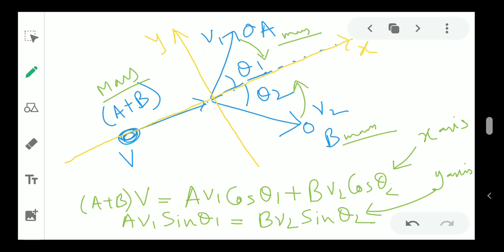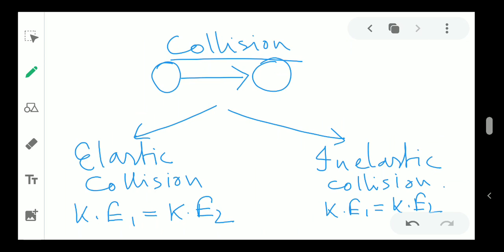But in the case of energy, we are not going to do that. Energy is a scalar quantity, so we can deal with it directly, and in our next class we will be doing so.